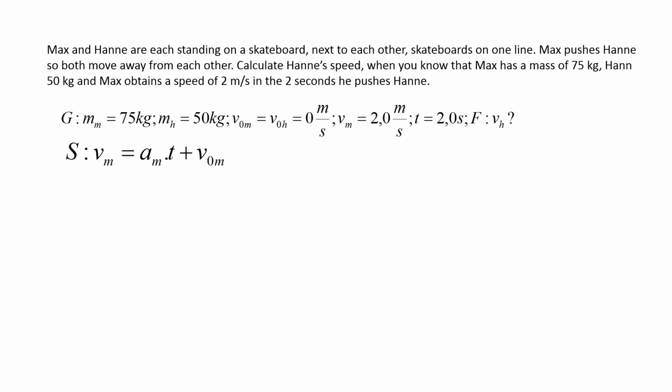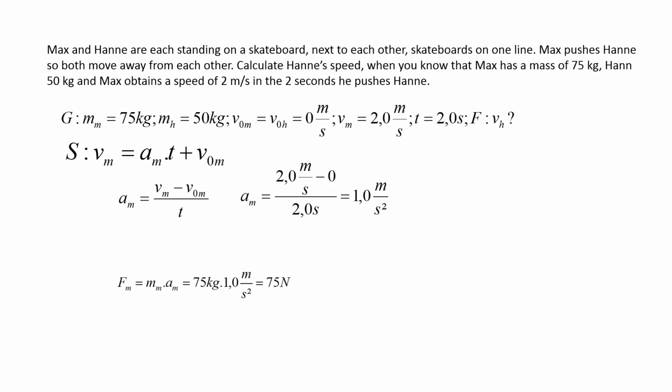Solution: we use our kinematic speed formula, which gives the speed of Max as the acceleration of Max times the time plus his initial velocity, which is easy. Initial velocity is 0. We rework the formula to get the acceleration, and we fill in: velocity of Max is 2, the initial velocity is 0, and the time is 2 seconds, which gives us an acceleration for Max of 1.0 meters per second squared. If that's his acceleration, we also have his force. Second law of Newton, the force on Max is his mass times his acceleration. 75 kilograms times 1 is 75 newtons.